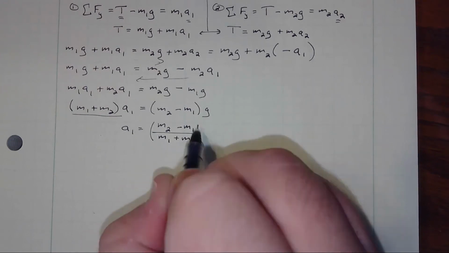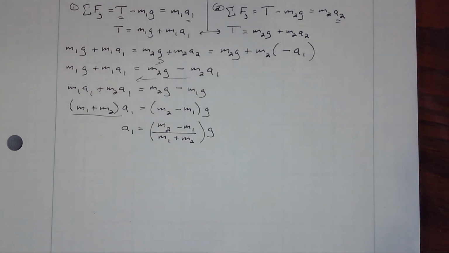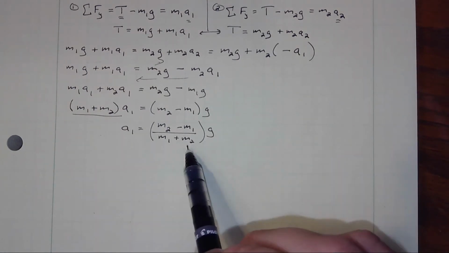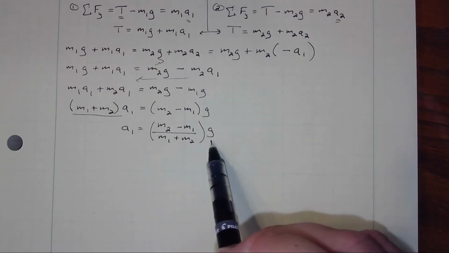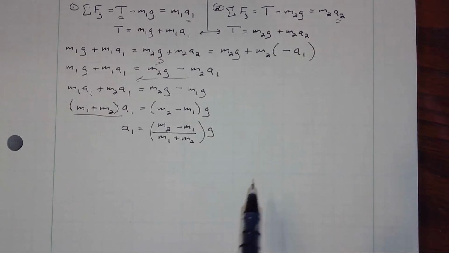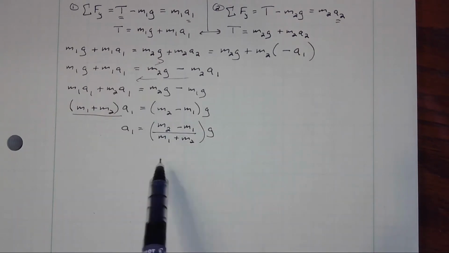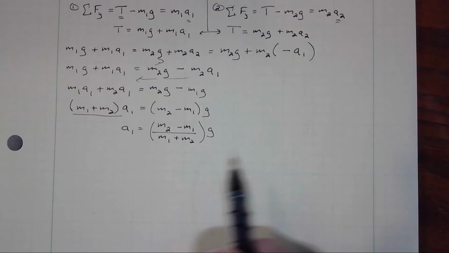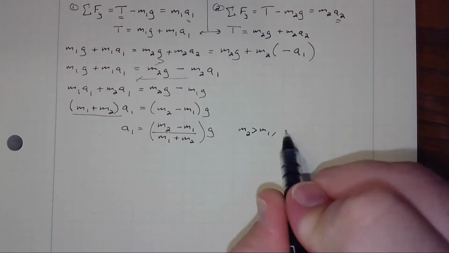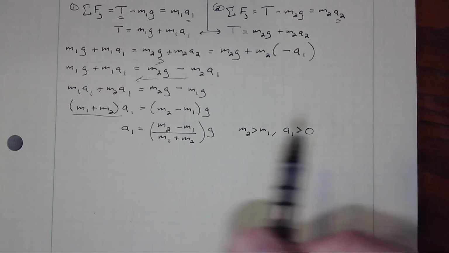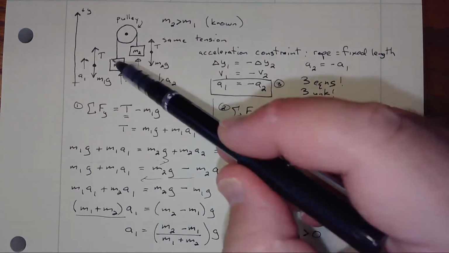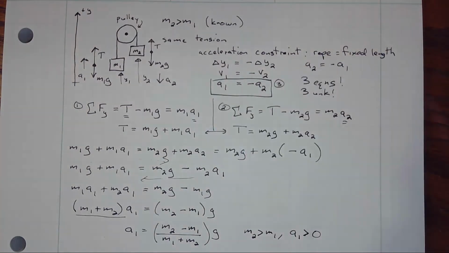So a couple things. Notice that overall this term here is dimensionless because it's a mass divided by a mass, which means my acceleration is just proportional to the acceleration due to gravity. This shouldn't be surprising since it is just accelerating due to gravity. But also notice how the masses come in. Since m2 is greater than m1, this means that my a1 is going to be greater than 0, and my blocks move as they should, meaning m1 goes up, m2 goes down because it is more massive.